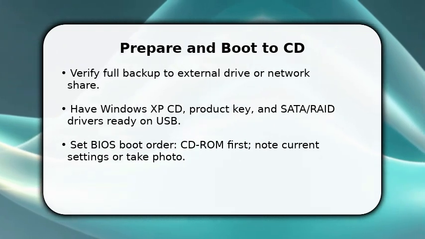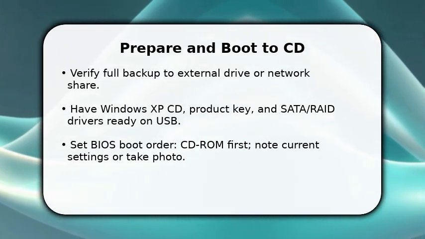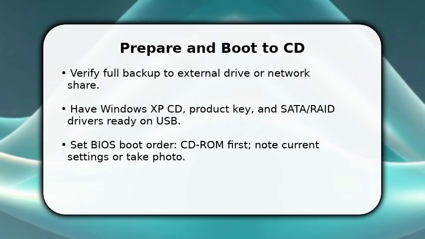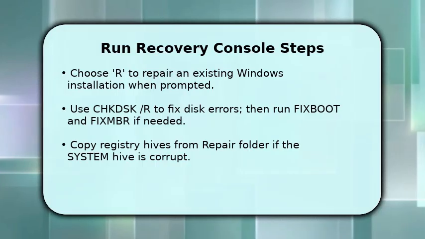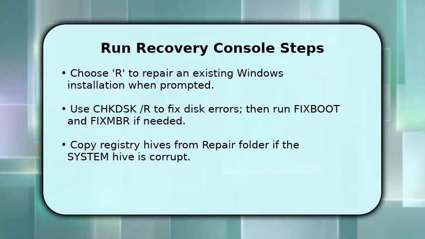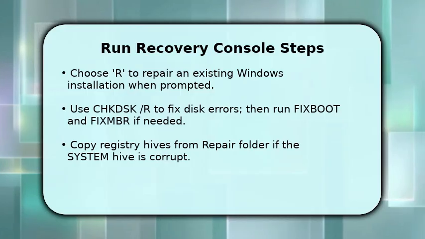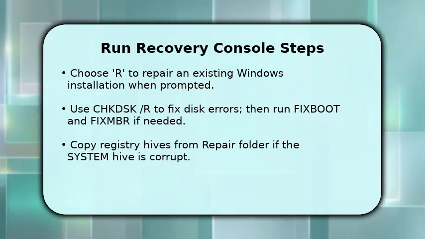You will select the installed Windows partition, then press R to open the recovery console. This provides file system level tools. Run chkdsk /r to locate and recover bad sectors, because file corruption is the common cause of boot failures.